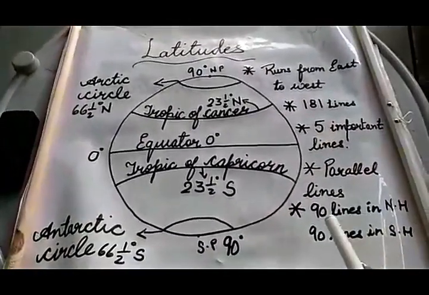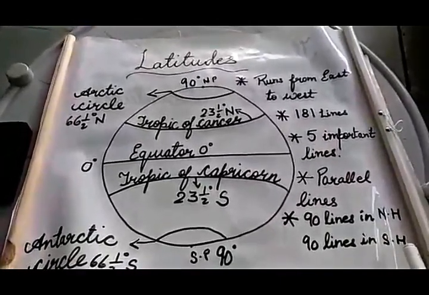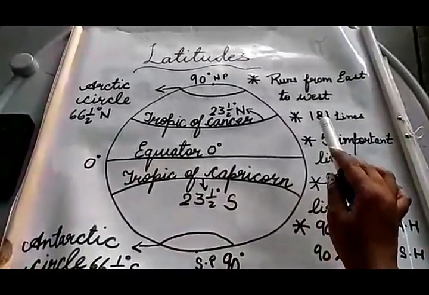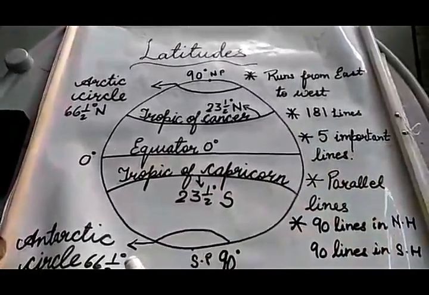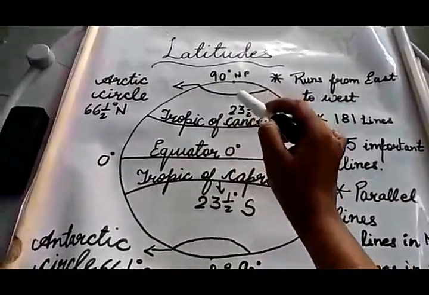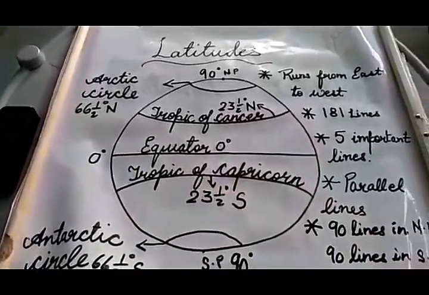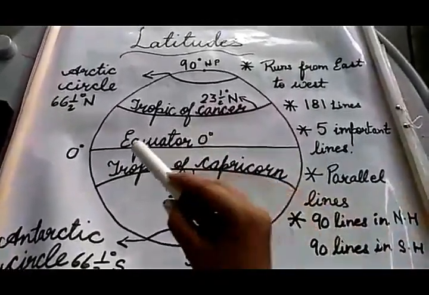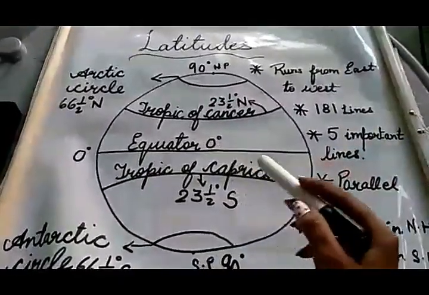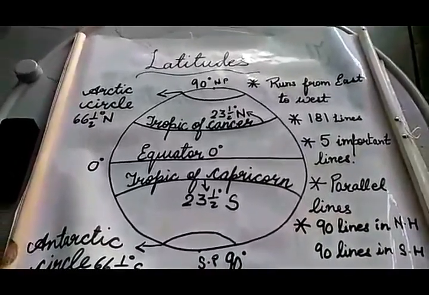There are 90 lines in the northern hemisphere and 90 lines in the southern hemisphere, and one line is of the equator. So there are 181 lines in total. From 0 degree to 90 degree North Pole there are 90 lines. From 0 degree to 90 degree South Pole there are 90 lines, and one line is of the equator. So 90 plus 90, 180, and one line of the equator. So in total there are 181 lines of latitudes.